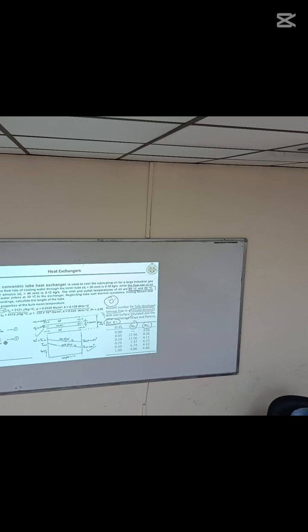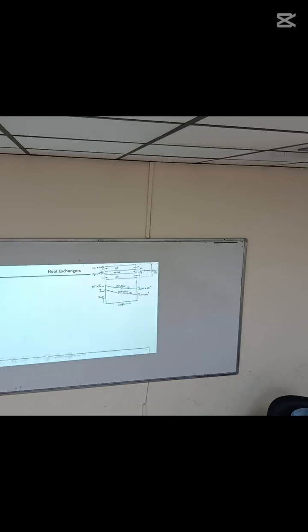So U is this one, 1 over Hi plus 1 over Ho. So what is Hi? Reynolds number. Mass flow rate is given. So from that mass flow rate, find out velocity. Right, m dot is equal to rho A V, V is equal to m dot over rho A. We already know everything. You have studied all of it in previous chapters. So find out Reynolds number.